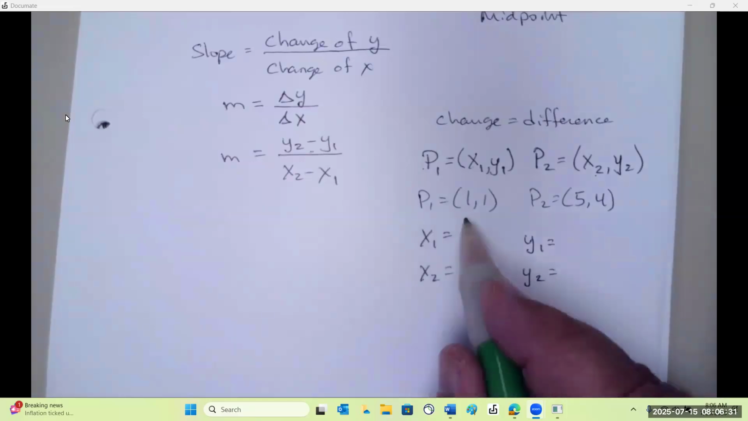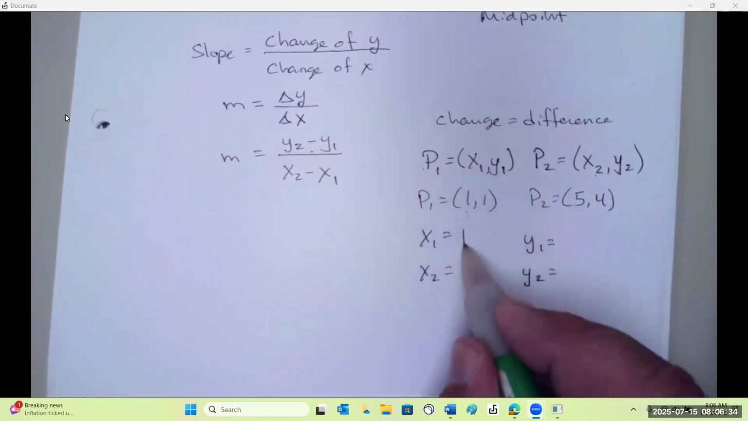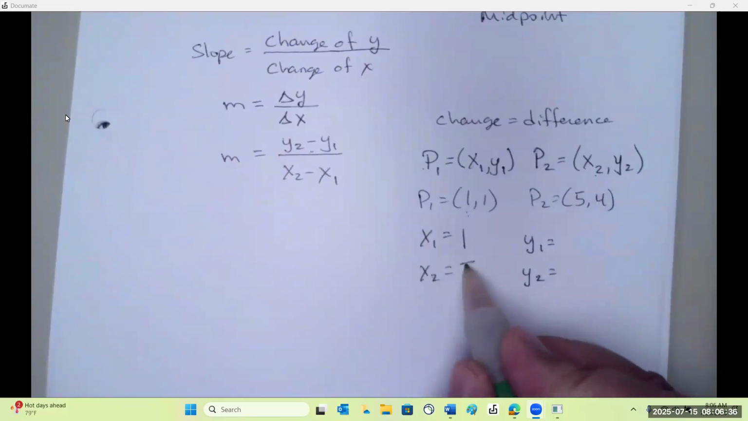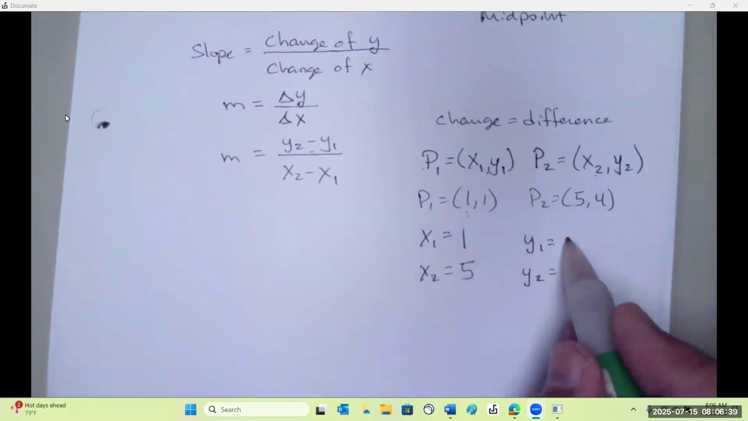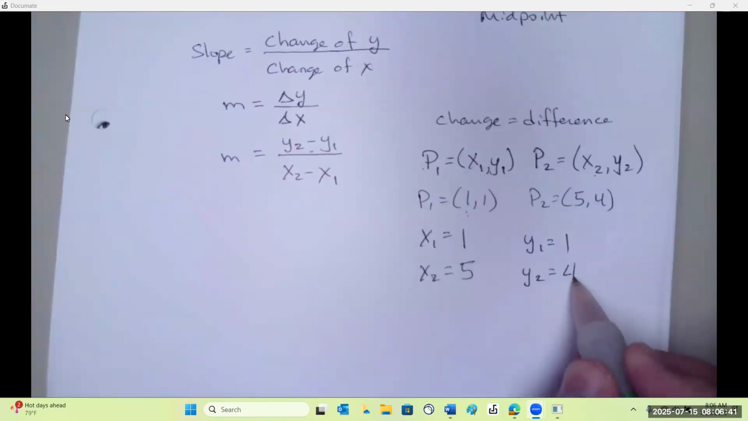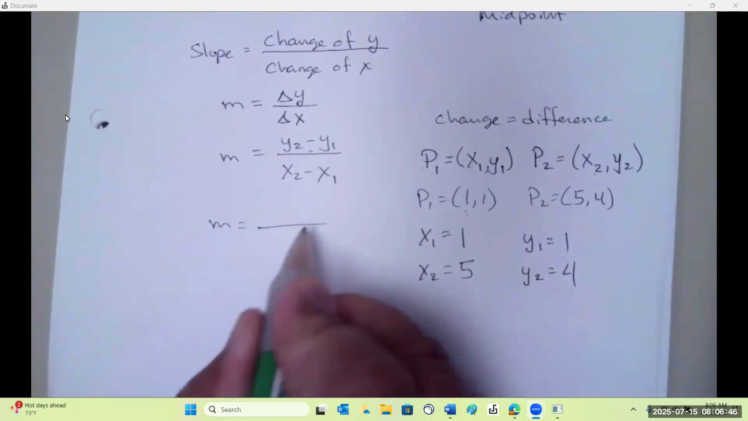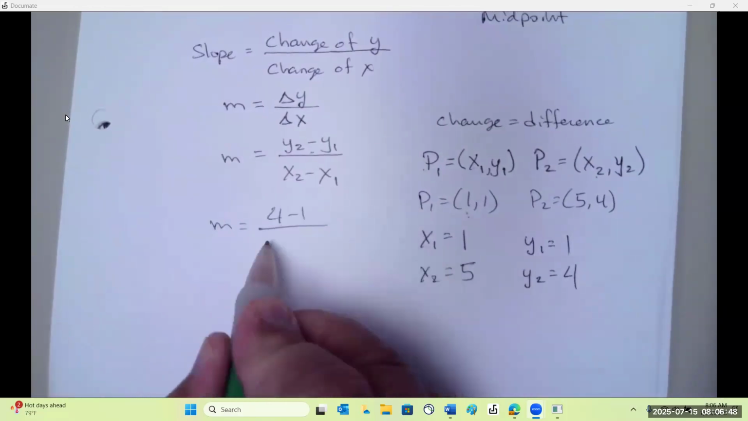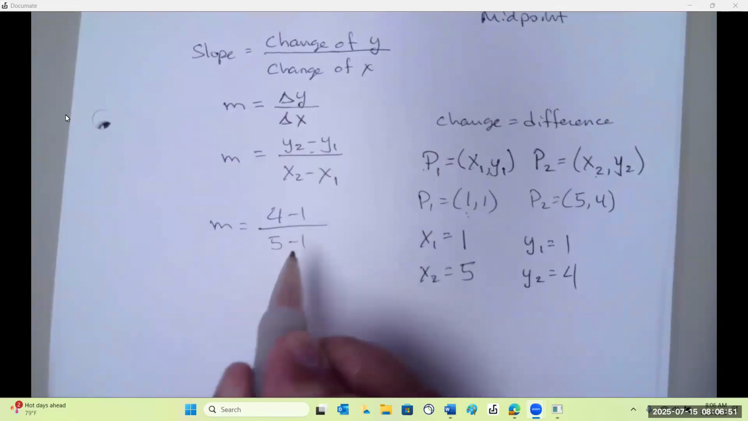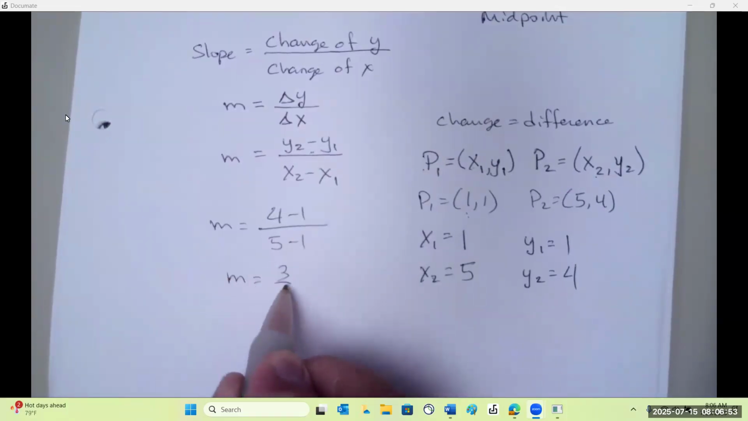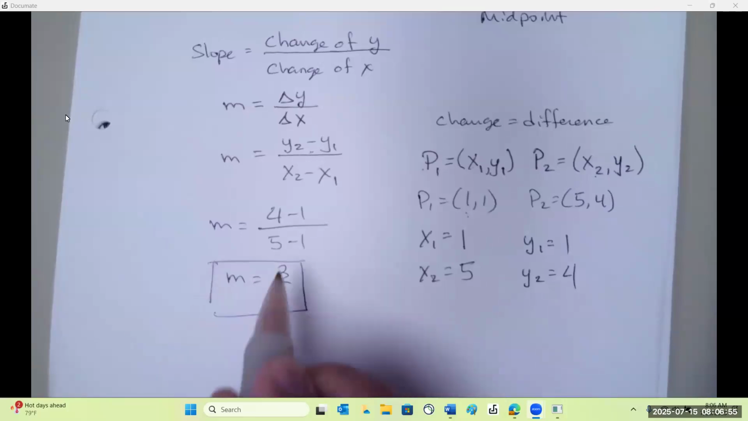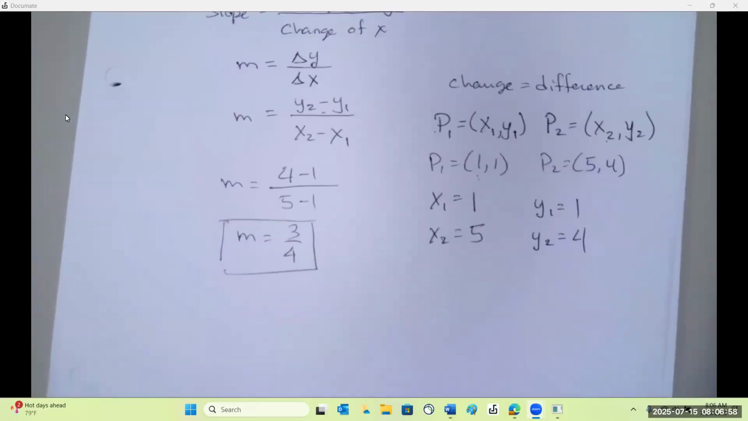So what is x1? x1 is the x value of the first point. x2, y1 is the y value of the first point, and y2. So this is what we did yesterday. And then now we just plug and play. So we have 4 minus 1 over 5 minus 1, which is 3 over 4. And that's your slope. And we define slope as what? As the relationship from each point on a graph, from one point to the next.